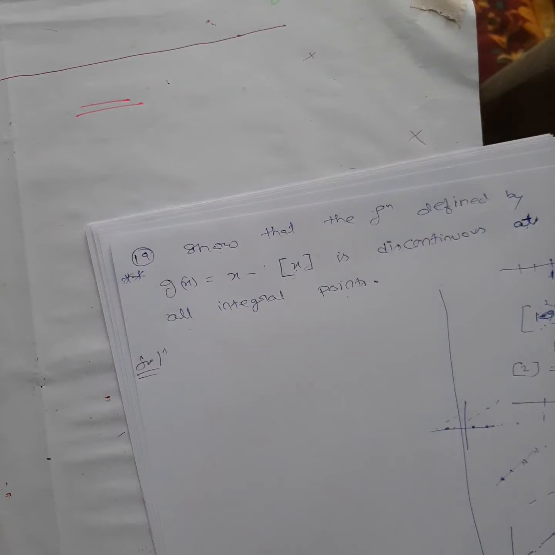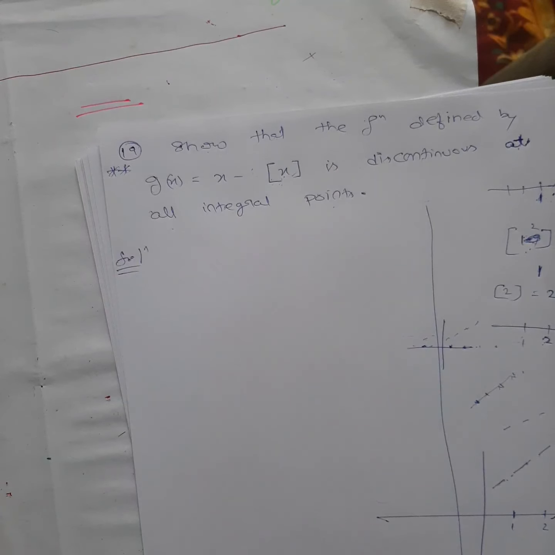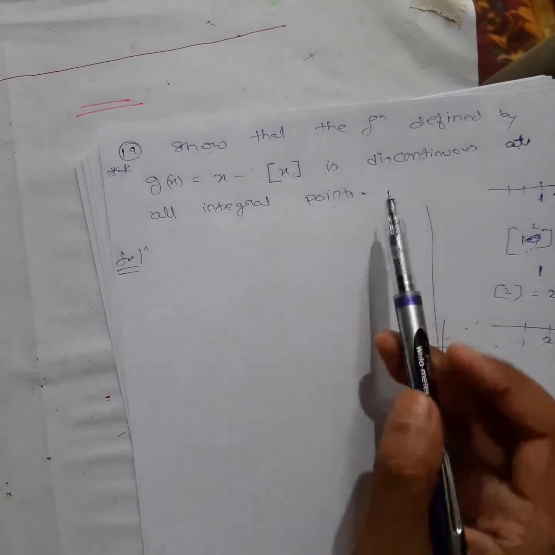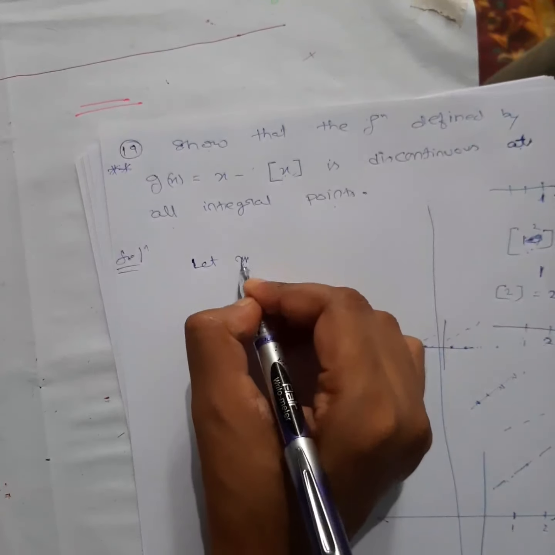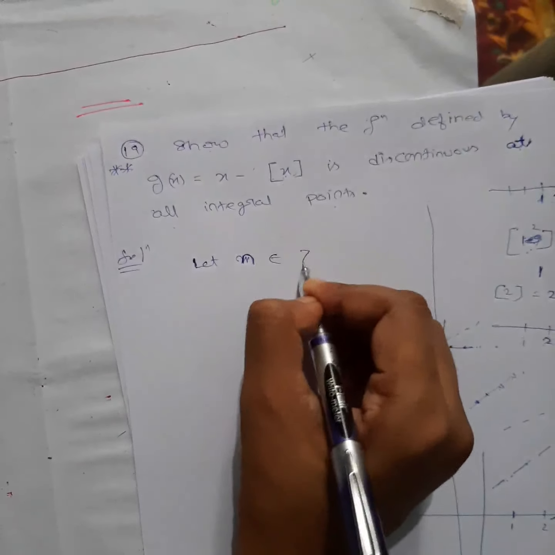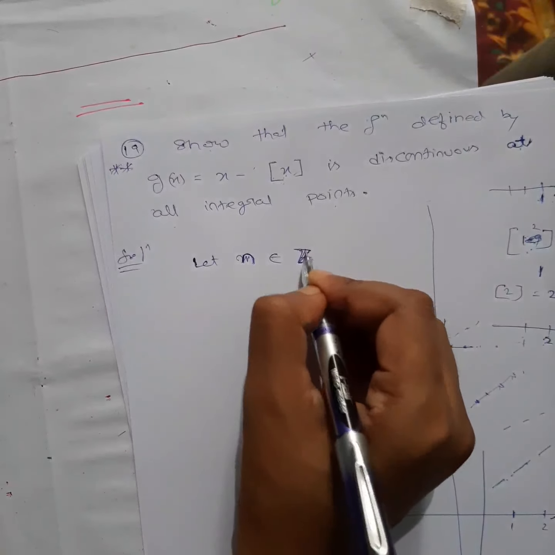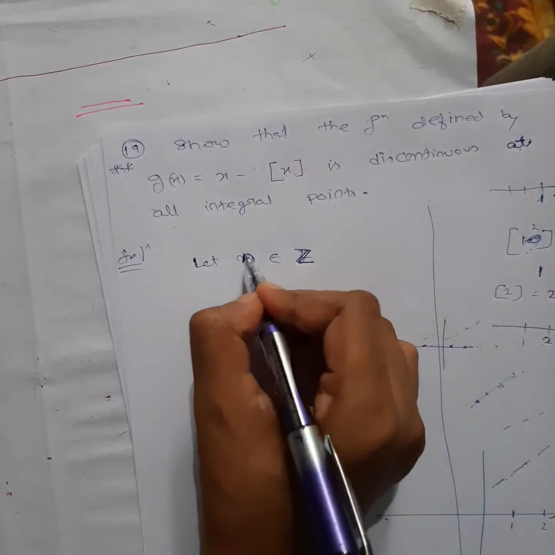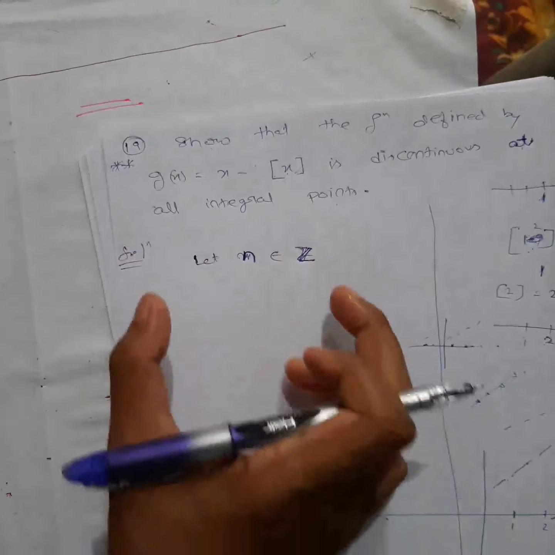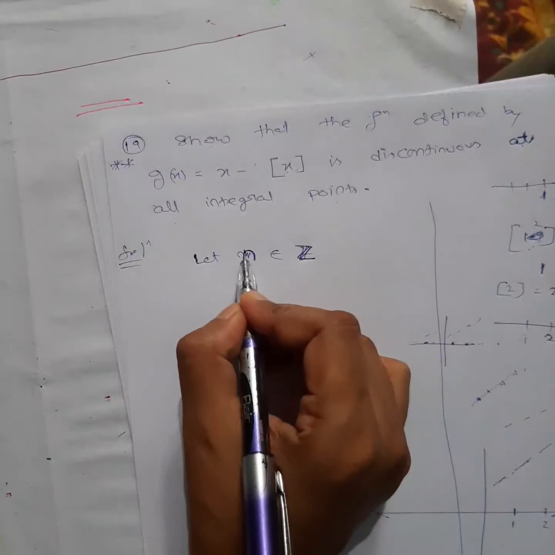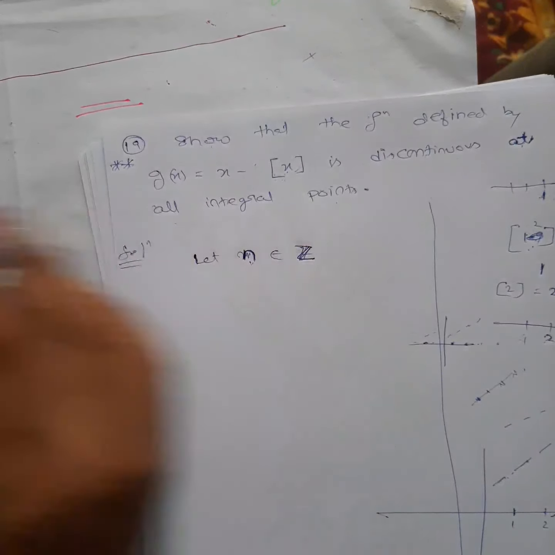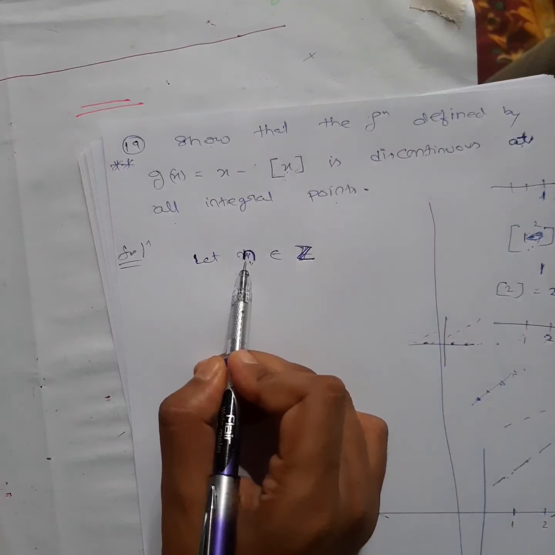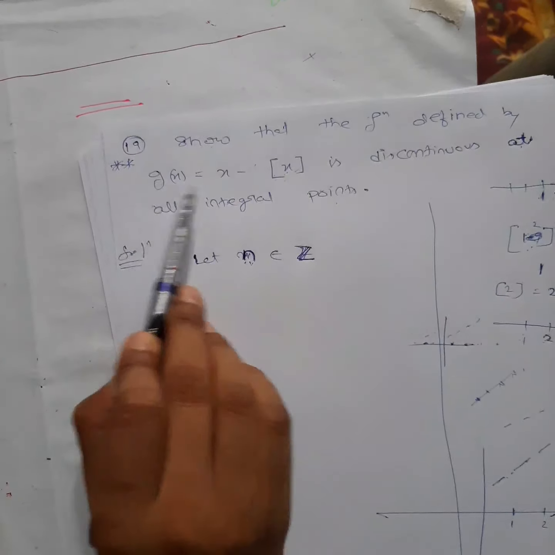Okay, so how will you show it? Obviously we cannot show it one by one, as infinite integers are there, so in general I will show. I will simply take a general value, let n belong to the integers. You have to understand this question carefully. It can be 1 or 2 or 3 or 4 or 5 or 6, anything, but it will be an integer. For this I will show that the graph will break.